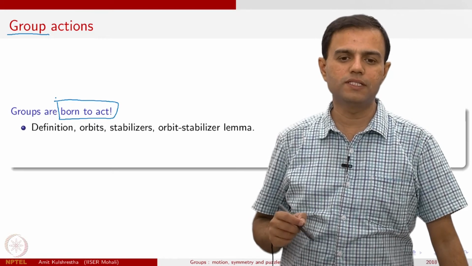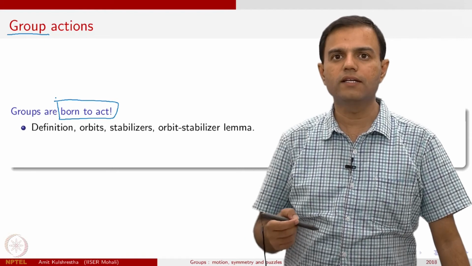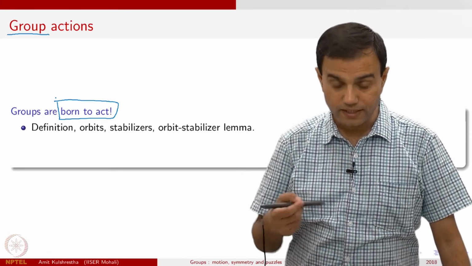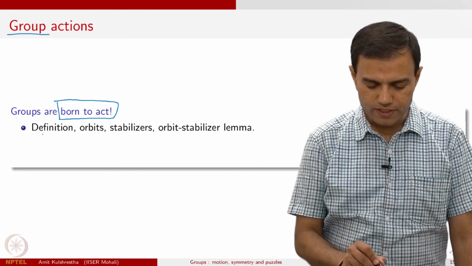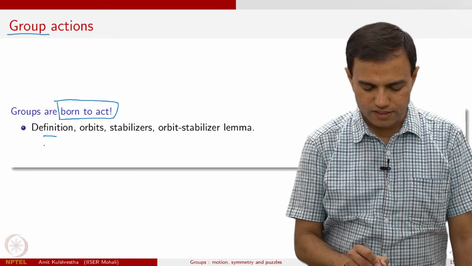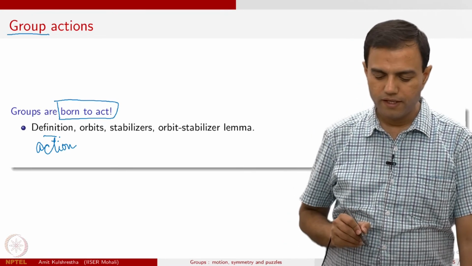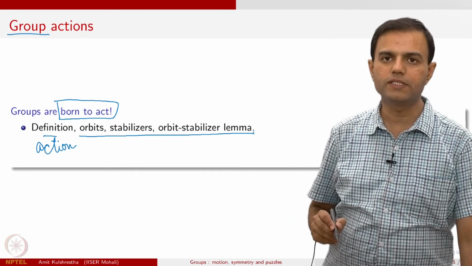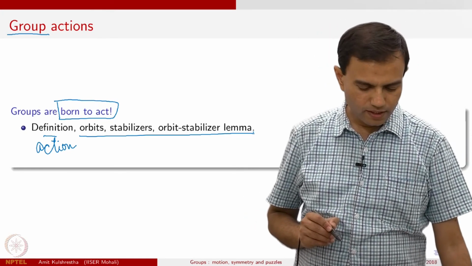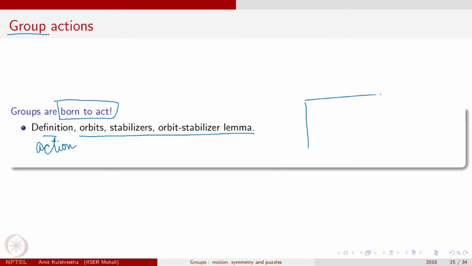I said symmetry, puzzles and motions. All these three things, actions are at the center. They are the most important concept. So, I am going to discuss what group action is and related concepts, Orbit-Stabiliser lemma, orbits and stabilizers. And you remember the example that I had last time, that is something we are going to have at the back of our mind.